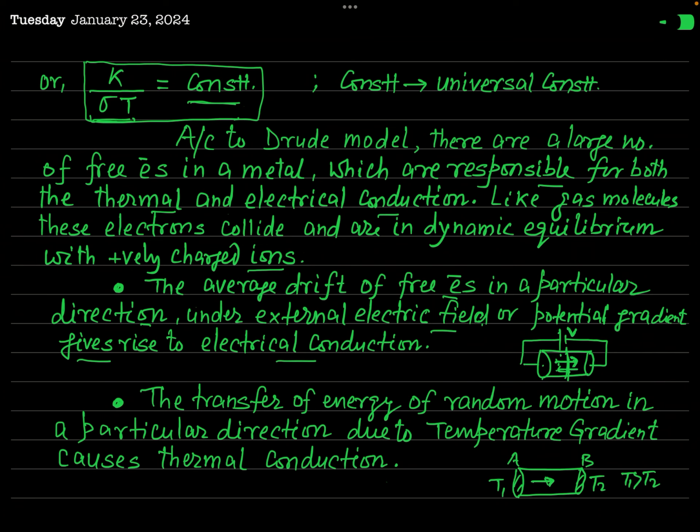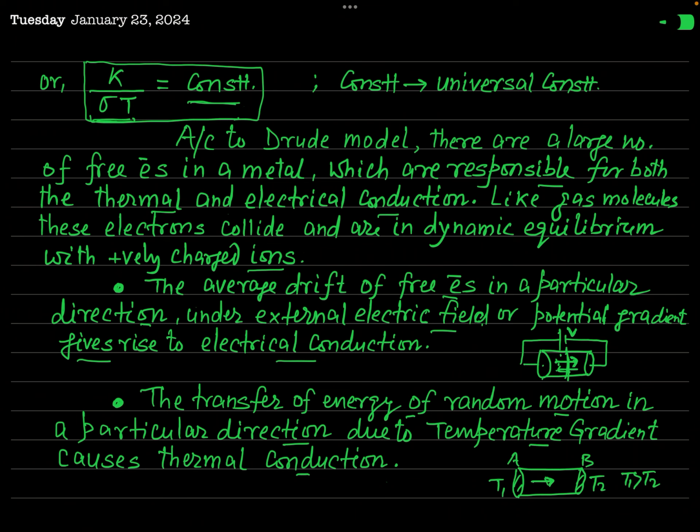So I have mentioned here that transfer of energy of random motion in a particular direction due to the temperature gradient causes thermal conduction. You can see that for both thermal conduction and electrical conduction, free electrons are responsible. Thermal conduction takes place when we set up a temperature gradient, and electrical conduction takes place when a potential difference is set up across the given specimen of the metal.